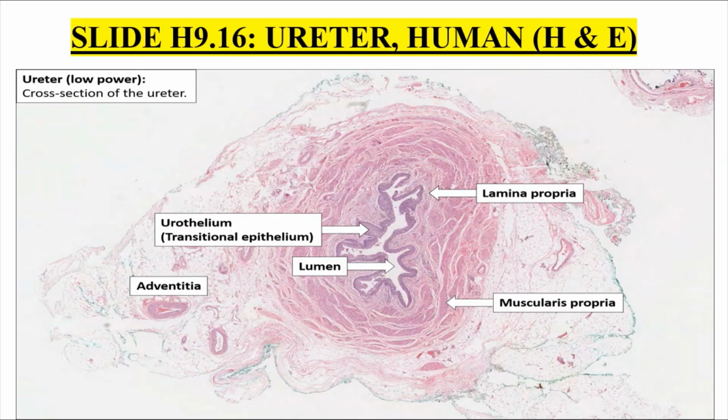All right, let's look at the ureter. This is a human ureter at low power. The function of the ureter is to pass urine from the kidneys to the bladder. Okay. So transmission of urine from kidney to the bladder.